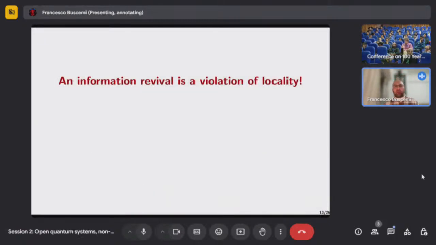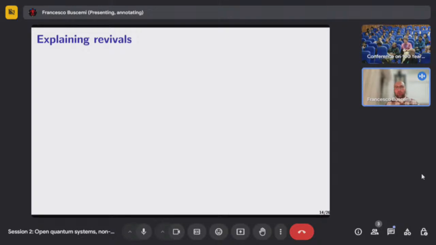So an information revival amounts to a violation of locality, because you have something that is happening locally on the system, and yet this induces an increase of correlation with a space-like separated system like the reference. Okay? So being a violation of locality, it requires an explanation, it urges an explanation. And what does it mean to explain an information revival?